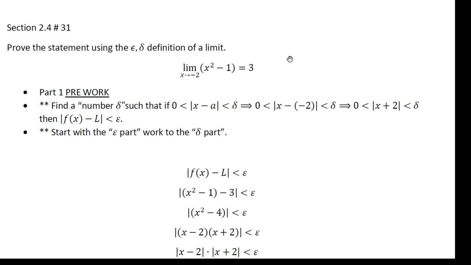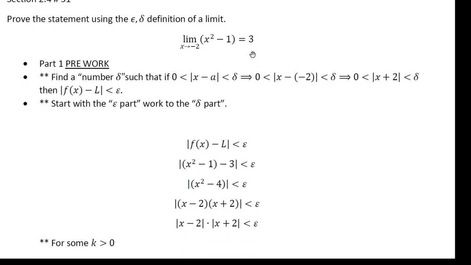I like to do these problems by splitting it up into two parts. Part 1 is the pre-work. What we have to do in the pre-work is find a number delta such that if x minus a, its absolute value, is between 0 and delta. In this case, x minus a is the absolute value of x minus negative 2, or when we simplify, we have the situation of the absolute value of x plus 2 between 0 and delta.